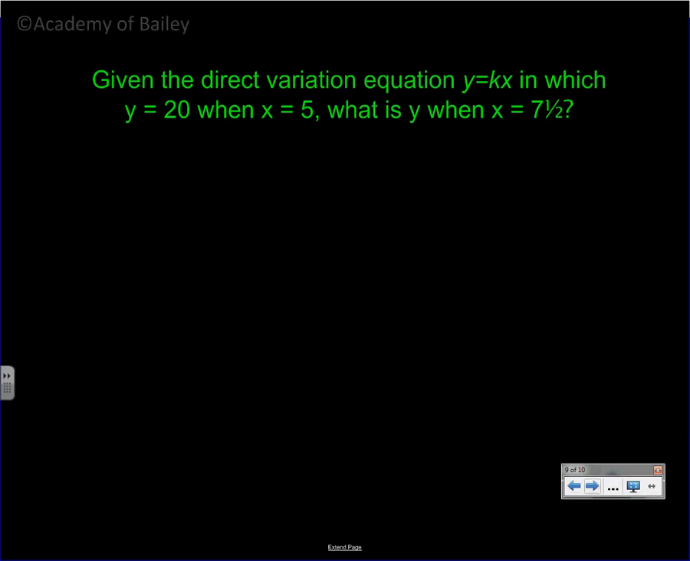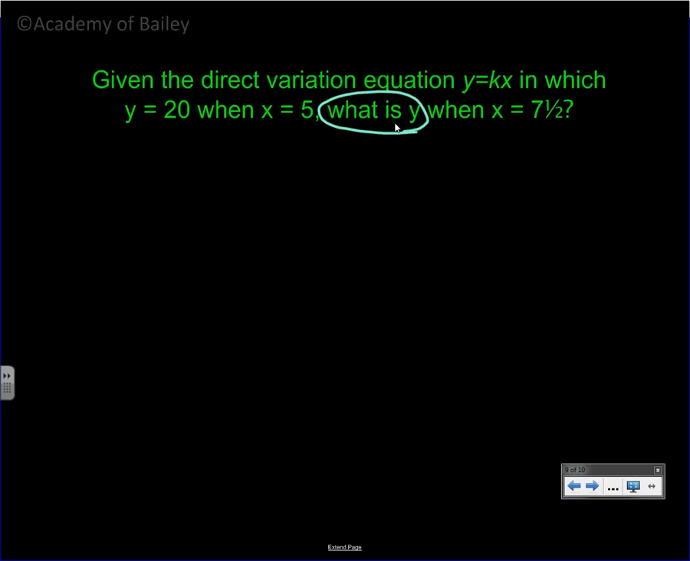Given the direct variation equation, y is equal to k times x, in which y is equal to 20 when x is equal to 5. What is y when x equals 7.5? Okay, so this has a couple steps to it. It says, what is y?